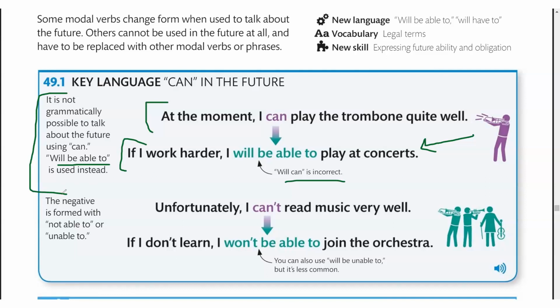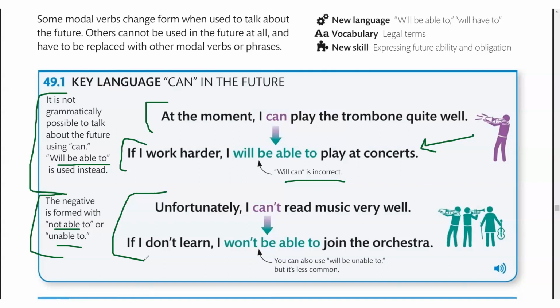Let's look at the negative. The negative is formed with not able to or unable to. So either one, whichever one you prefer is okay. Not able to or unable to. Let's look at our two examples. Unfortunately, I can't read music very well. Next example, if I don't learn, I won't be able to join the orchestra.